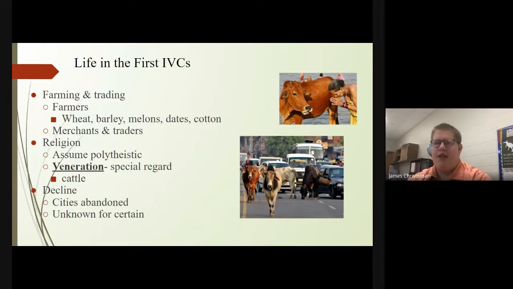Now, in terms of their decline, all we do know is that at some point those cities were abandoned. We don't know why. It could be anything from a war to a natural disaster to a plague. We don't have any evidence as to why they did leave. So that's one of those mysteries that's been left and lost to time.